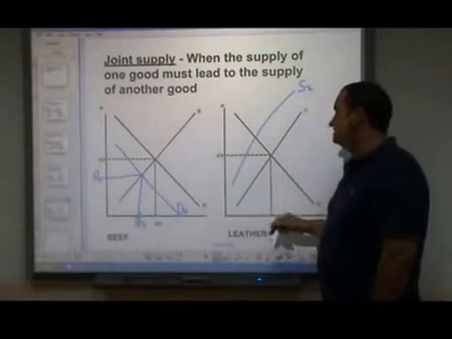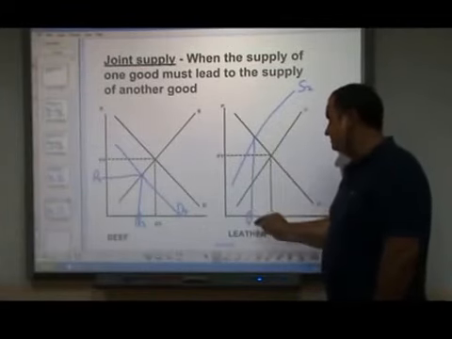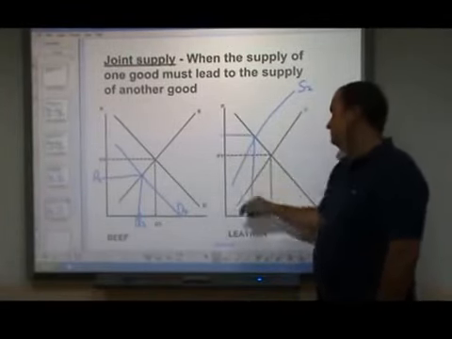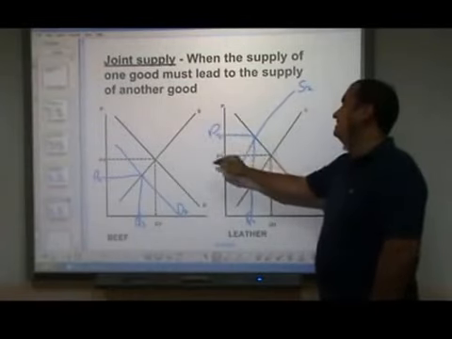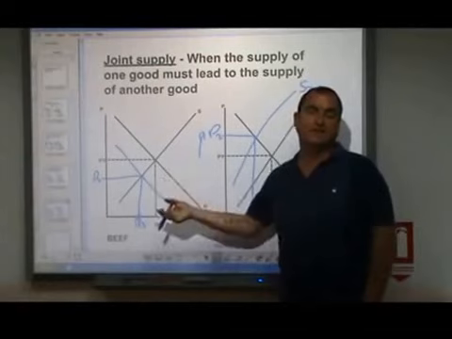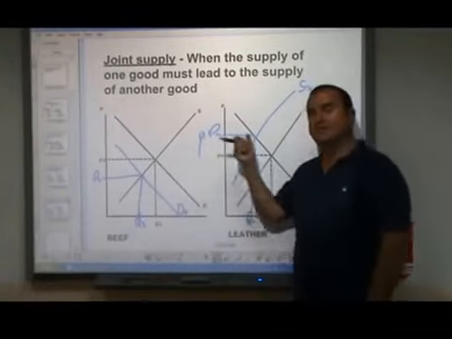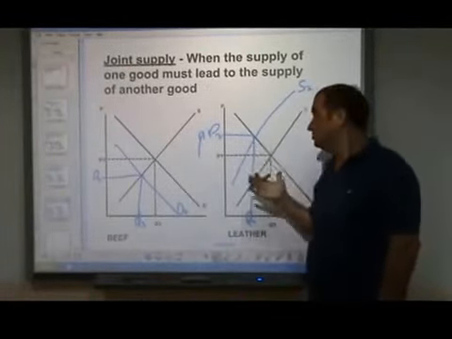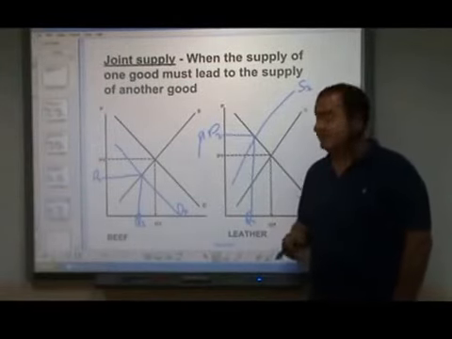Now, because there's less leather available, only quantity 2 is now produced, it raises the price of leather. The fall in the demand for beef led to fewer cows being slaughtered, which led to less leather being available, which drove up the price of leather.